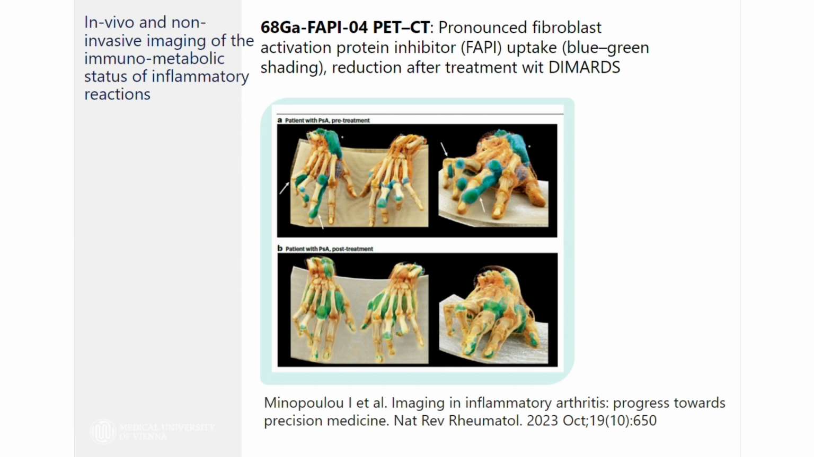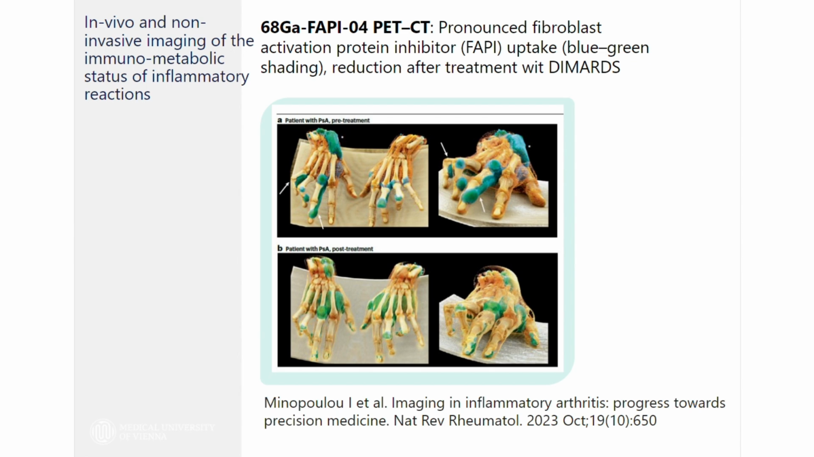FAPI is an upcoming technique, and the nuclear medicine specialists have already started to use it or are about to start using it. FAPI is the abbreviation of fibroblast activation protein inhibitor uptake. And you can nicely observe that with 68 gallium PET CT. This is an example recently published in December by a very active group around Georg Schett in Erlangen in Germany. And they showed here a case of 3D reconstruction with the FAPI tracer, all these enhancements in a patient with psoriasis, and that's after treatment.